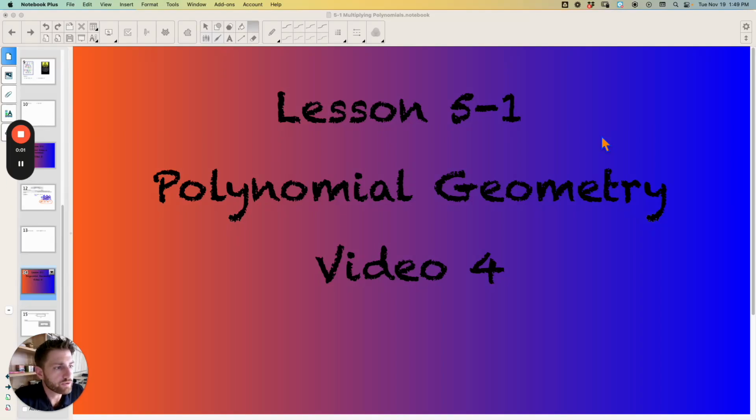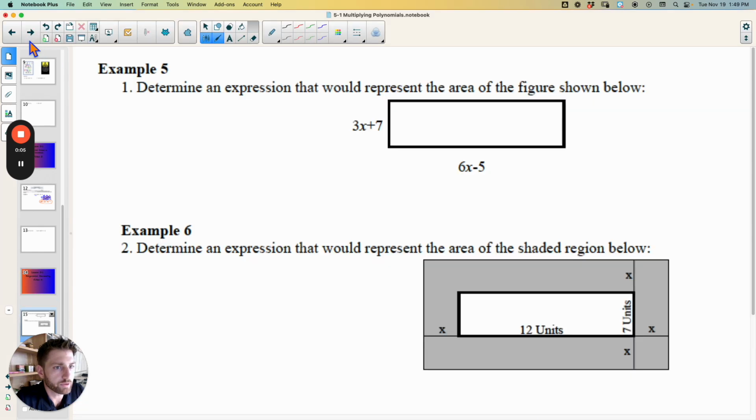Alright, welcome to 5-1 video 4. We're going to talk about some polynomial geometry. So we'll start with this example here. It says determine an expression that would represent the area of the figure shown below.